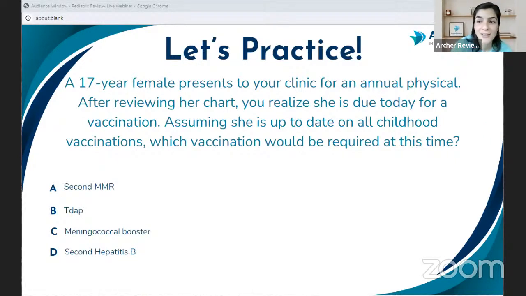So there's that 17-year-old I mentioned, hint, hint. So a 17-year-old female presents to your clinic for an annual physical. After reviewing her chart, you realize she's due today for a vaccination. So assuming she is up to date on all childhood vaccinations, which vaccination would be required at this time? So is it A, her second MMR? Is it B, Tdap? Is it C, her meningococcal booster? So again, booster, that means it's her second one. Or D, second hepatitis B. Which answer is it?